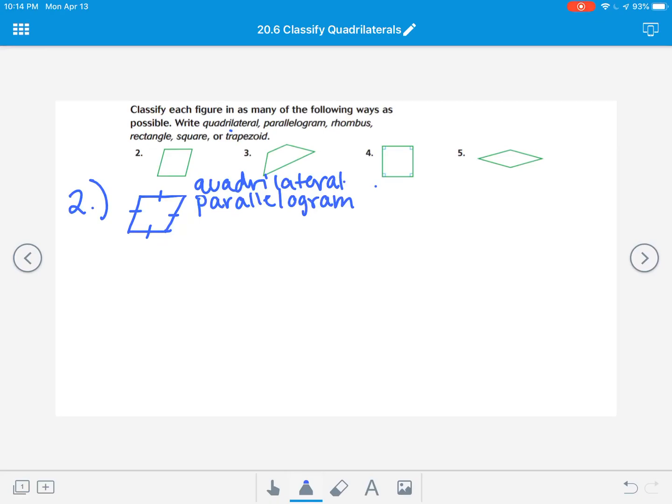So next, let's take a look. Is it a rhombus? Well, a rhombus has 4 equal sides and 2 sets of parallel sides. That's true for this as well. So yes, this is a rhombus.